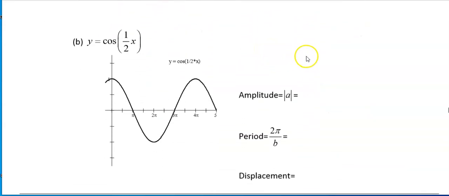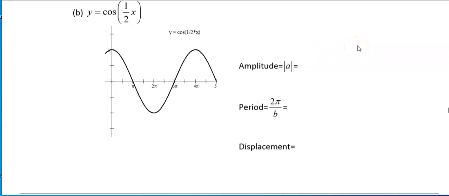There's an example down below. Okay, this is cosine. Doesn't matter. Sine and cosine behave very much the same way. The number in front of the cosine here, remember that's your a. Well, I don't see a number there, but there is a number there. There's a 1 there. So the amplitude is 1. Sure enough, look at that. There's your 1, and it goes all the way down to negative 1.